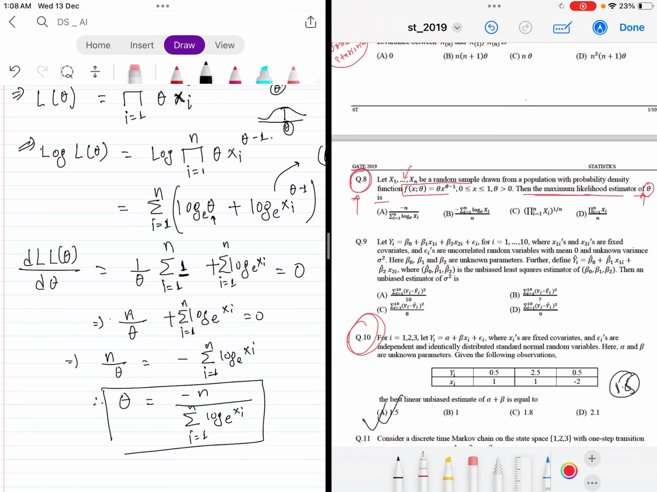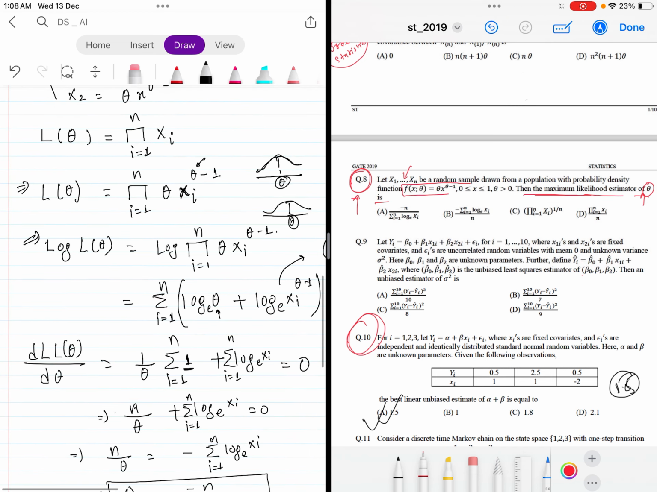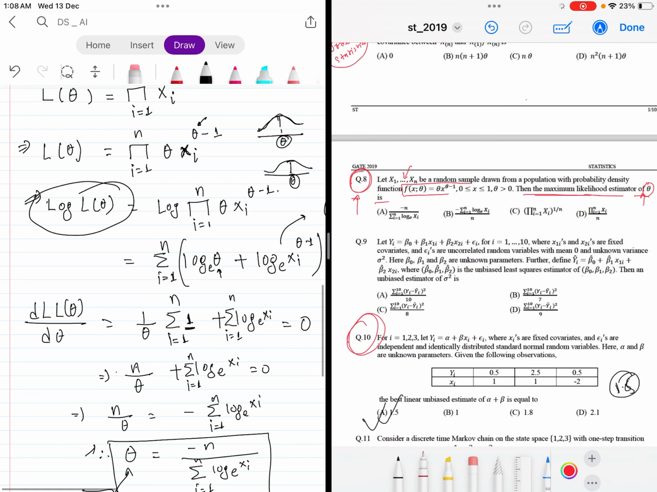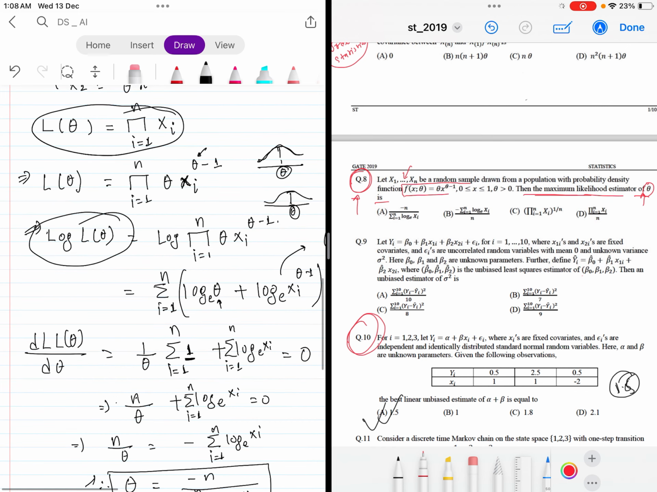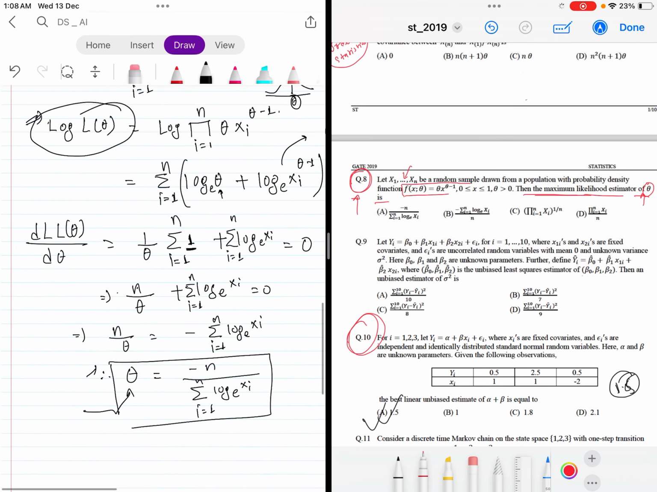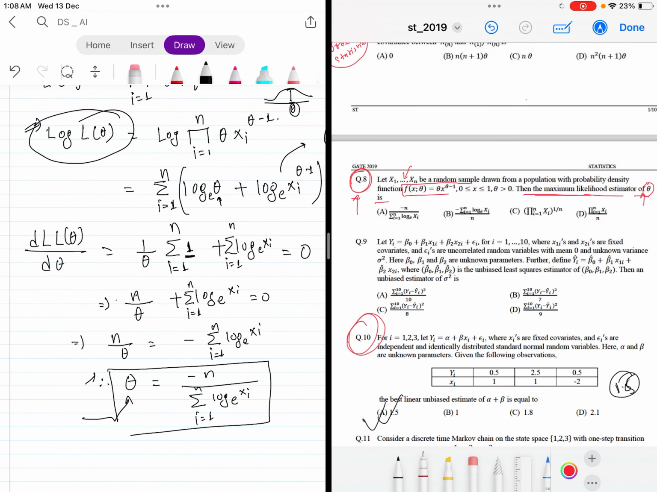At this value of theta, the log likelihood function will be maximum, and at the same value of theta the likelihood function will also be maximum. So we have got this theta value, and if you look at the options, option A is the correct one.